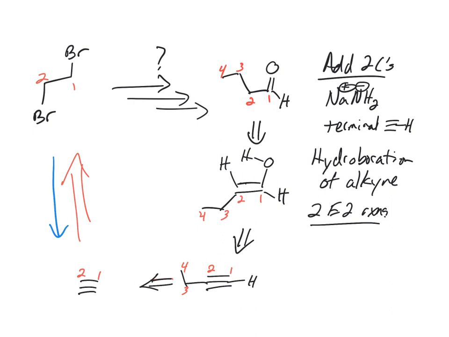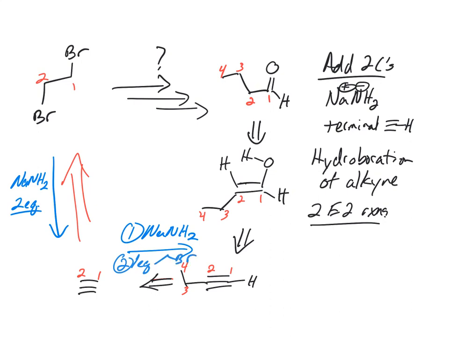So if you start working forward now, you need NaNH2, at least two equivalents of that. That gets you to an alkyne. If you want to add carbons, step 1 is NaNH2. That would deprotonate carbon 2. And then we're going to add in one equivalent, right, we need to add 2 carbons. So we're adding an ethyl bromide. That would be carbon 3 and 4.